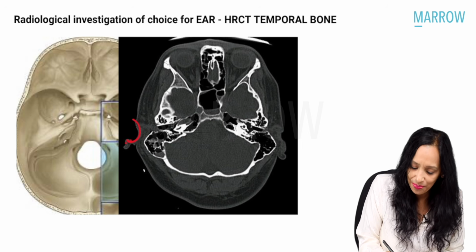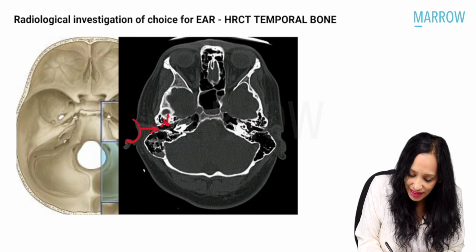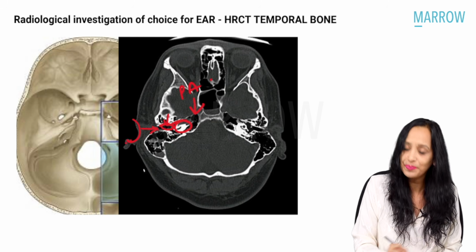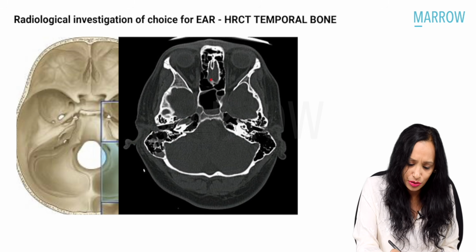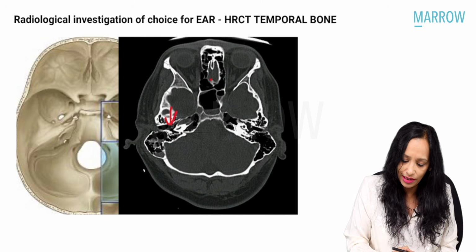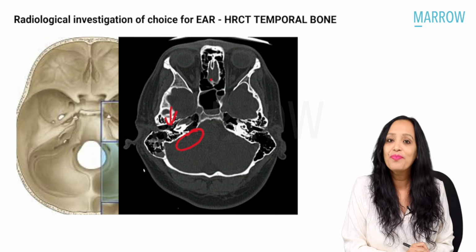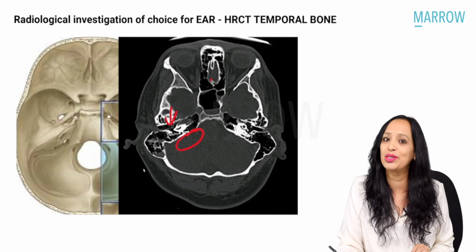This is the pinna, this is the external auditory canal, this here is the middle ear, this is the inner ear, this is the petrous apex. Is that clear? So we are interested either to see this area, that is the middle ear, or where is the jugular bulb area? Yes, this is the jugular bulb area. Okay, so now let us see the image that was given to us.